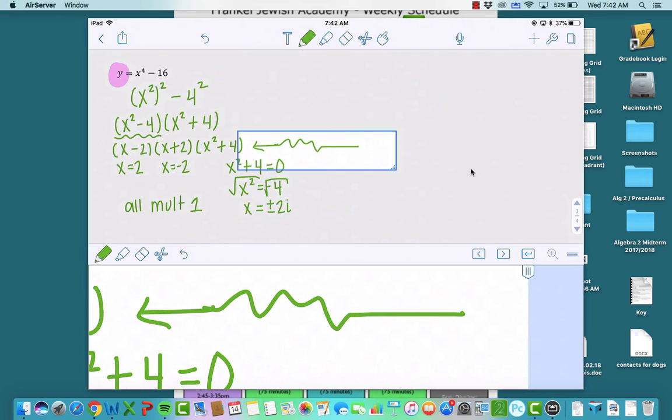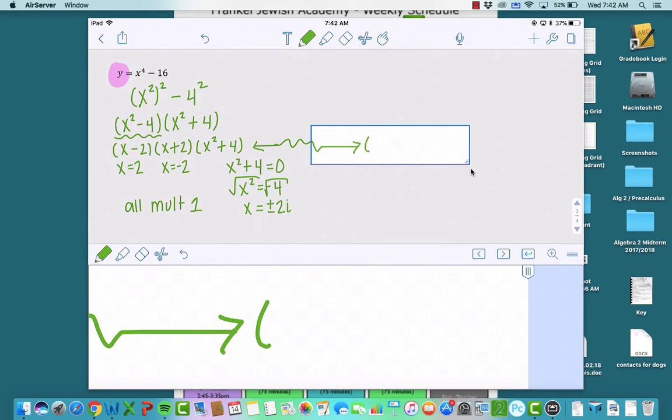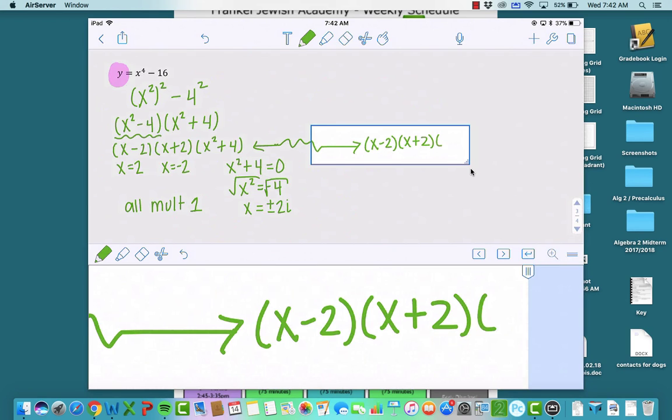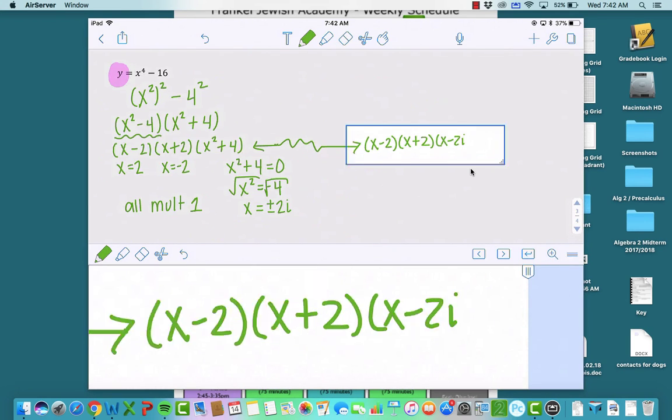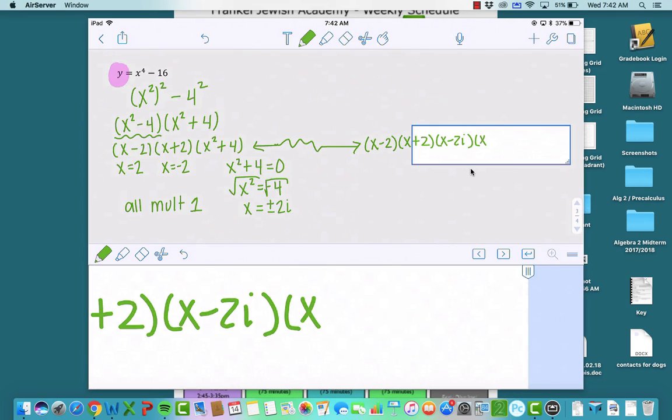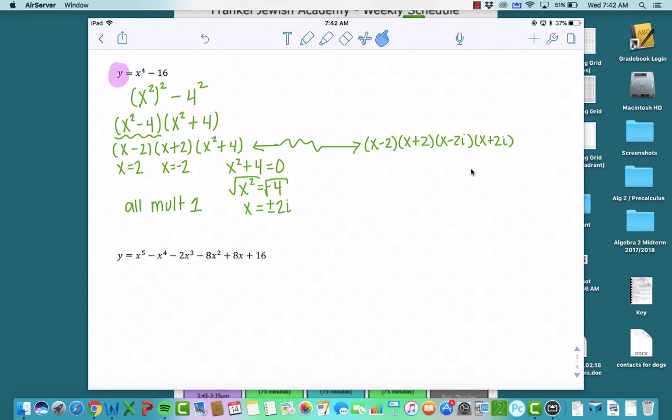If you had to write this completely in factored form, I would either accept this, or it can be x minus 2, x plus 2, x minus 2i, x plus 2i. So that is where we factor with some imaginaries involved, and that's using a tool that's not P over Q. Technically, you could use P over Q if you added all of the zeros. It would just take a little longer.